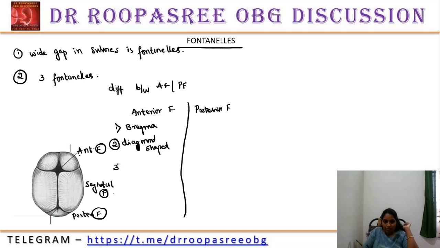It is diamond shaped. Third point: anteriorly it is bounded by the frontal suture, posteriorly by the sagittal suture, and laterally by the coronal sutures. See, this is the diamond shape.